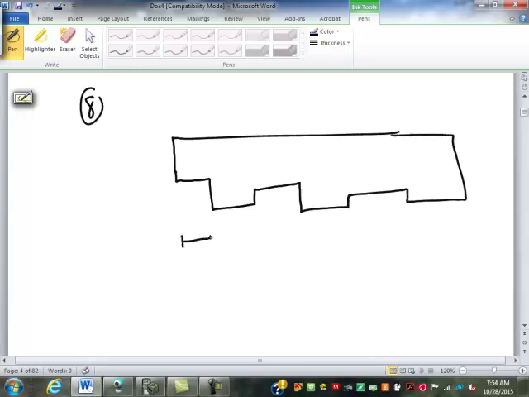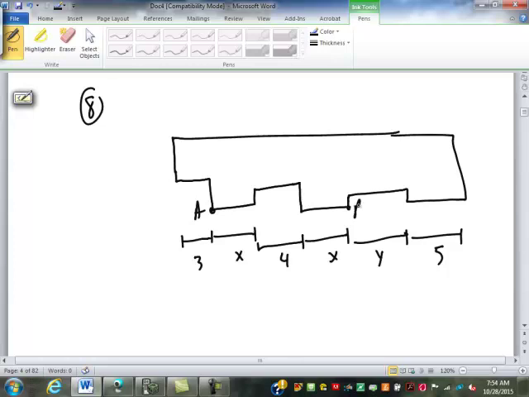Okay, so you got 3, x, 4, x, y, and 5. And point A is right here, and point B is right there. If I want to write an expression for the total length of this object, well, that's just going to be adding up all those dimensions.